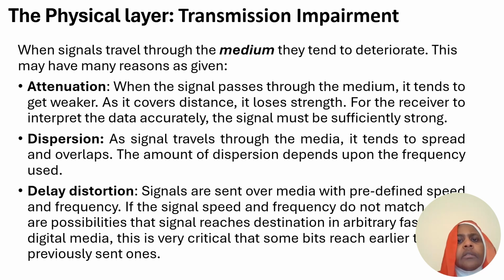The transmission on a physical medium can be weakened. This weakness can be due to a number of things. First, attenuation: when the signal passes through a medium, it tends to get weaker. The longer the distance, the more strength it loses. For the receiver to interpret the data correctly, it needs a stronger signal.